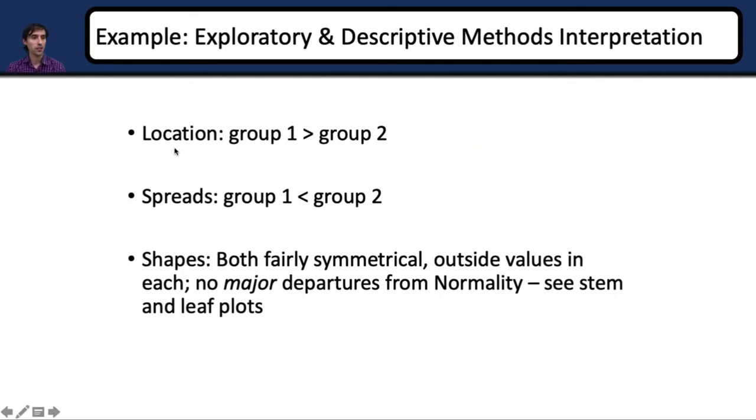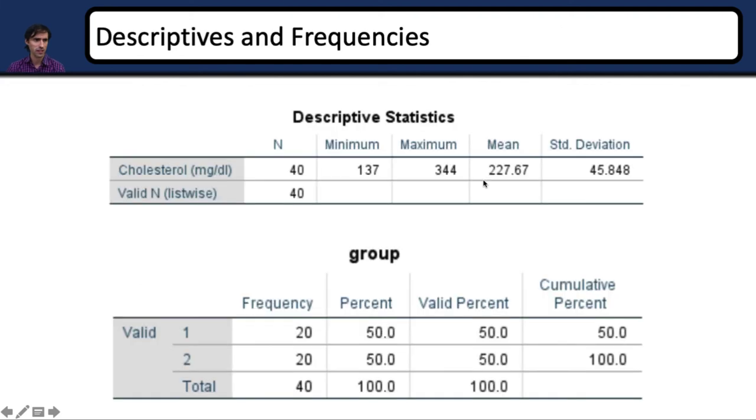So, it mentioned the location for this. It's saying group 1 is larger than group 2, and the spread, I don't really like this way. This isn't a way I would necessarily show it. I'm going to go through that in class.